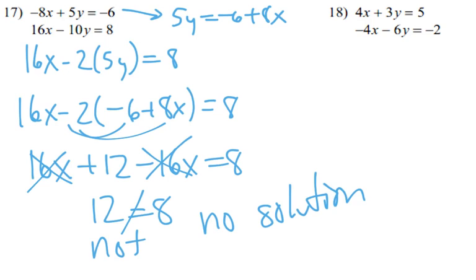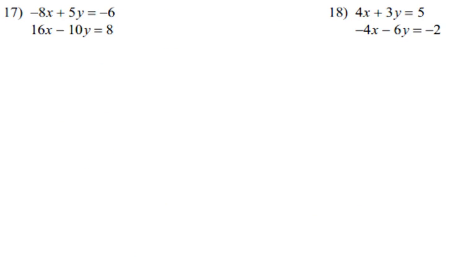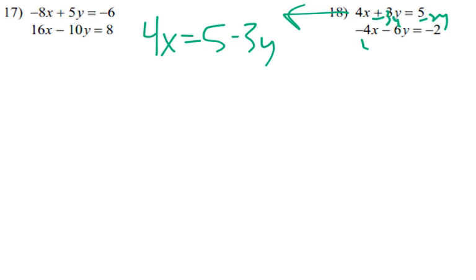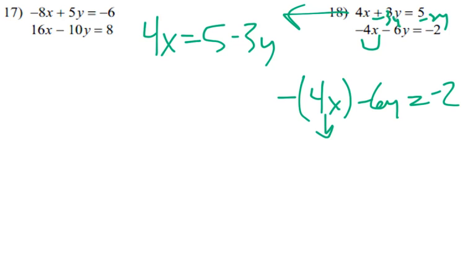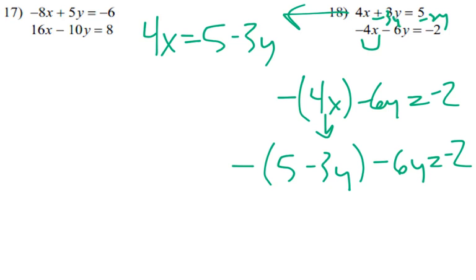Alright, number 18. I've got a 4x here and a 4x, so I can substitute a 4x. So subtract 3y, and we'd get for that top equation 4x equals 5 minus 3y. Then I substitute that in, so I have negative 4x minus 6y equals negative 2. So I substitute in 5 minus 3y, and we can solve. So that becomes negative 5 plus 3y minus 6y equals negative 2.